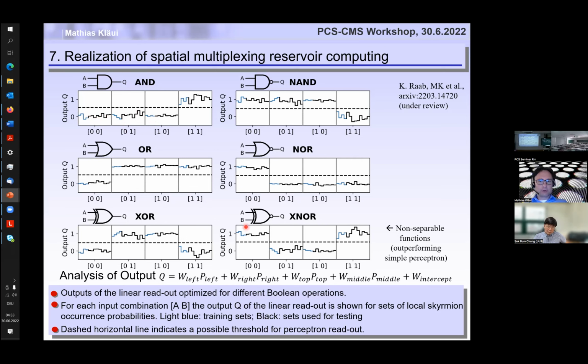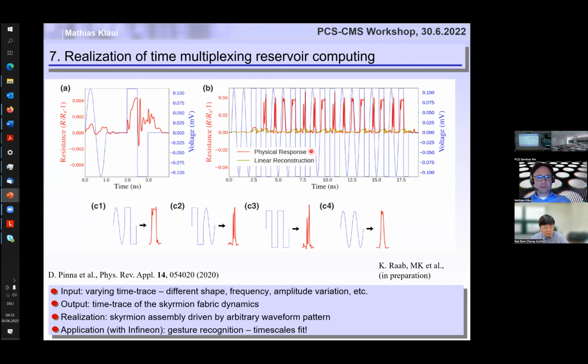And what is important is that we can even obtain non-separable functions such as XNOR, which you could not actually get with a standard perceptron. So here for the XNOR, we see 0, 0 is 1; 0, 1 is 0; 1, 0 is 0; and 1, 1 is 1 again. So this is kind of nice because this means that with our very, very simple reservoir computing approach, we can outperform a simple perceptron. And now we're in the process of also extending this to time multiplexing, which was suggested in this paper here, and which we are just working on, for instance, for gesture recognition.